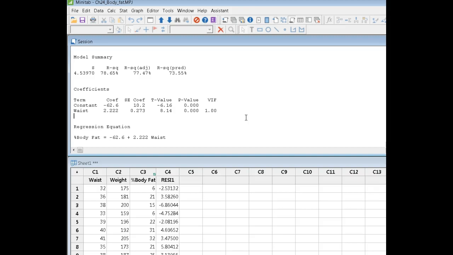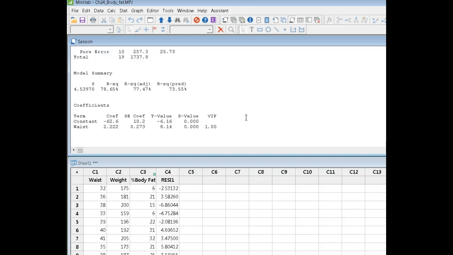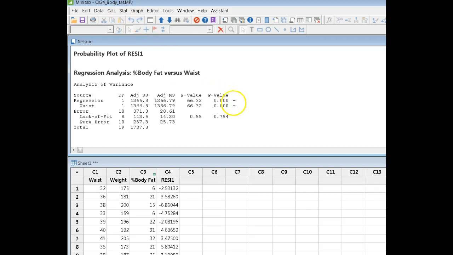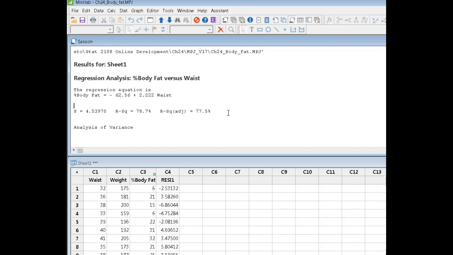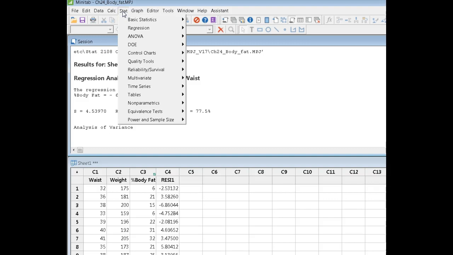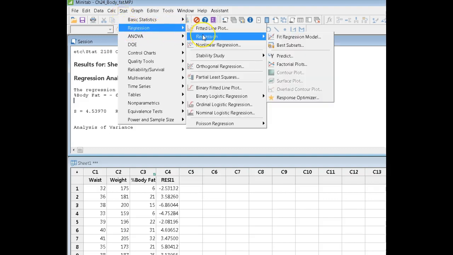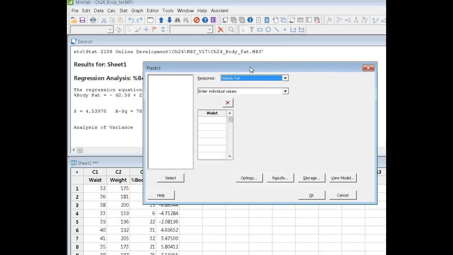All right. The other thing that you normally want to be able to do is plug in values for x. I want to be able to plug in values for x, which in this case is waist size, and make some predictions on percent body fat. So to do that, we go back into the Stat tab, Regression, go to the Regression as opposed to the fitted line plot. And now that I've got something in the model up here, I'm now allowed to do a prediction. This window opens up.